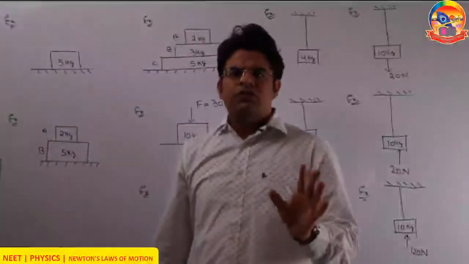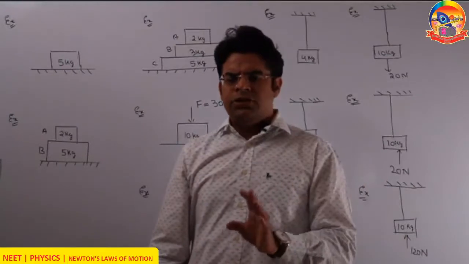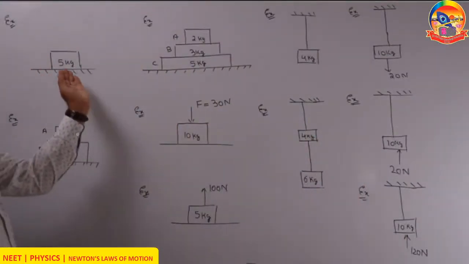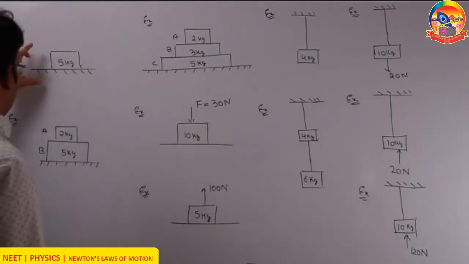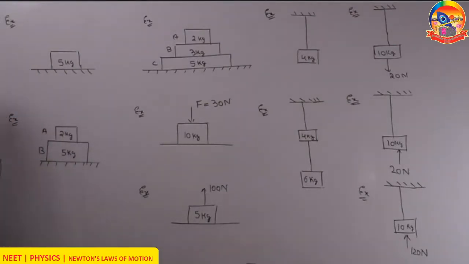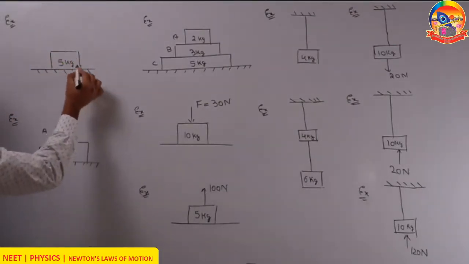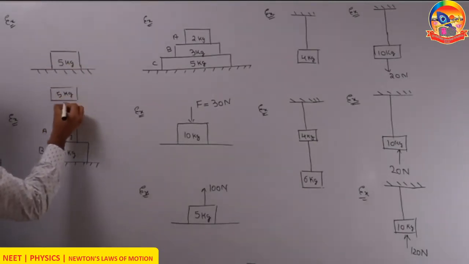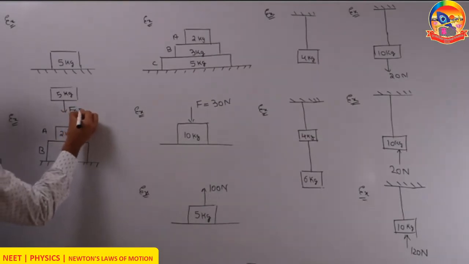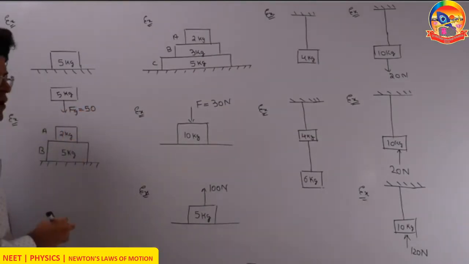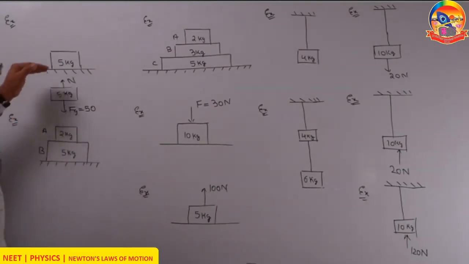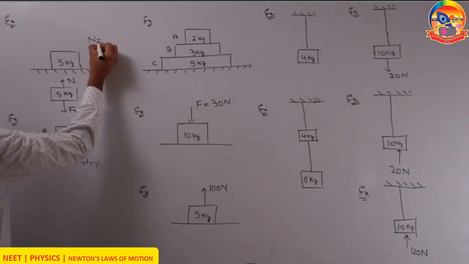So let's do a very simple question based on equilibrium. First question, there is a block of mass 5 kg placed on a surface. What will be the force of normal acting on it? If you look at the free body diagram of this block, with all the forces acting on it, there will be a force of gravity downward, m into g, 50, and there will be a normal upwards. Since the net force has to be 0, normal has to be equal to 50.